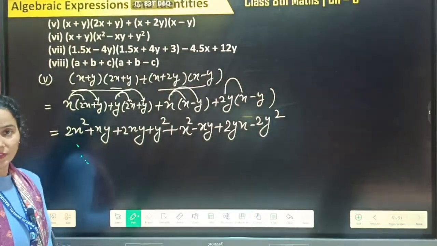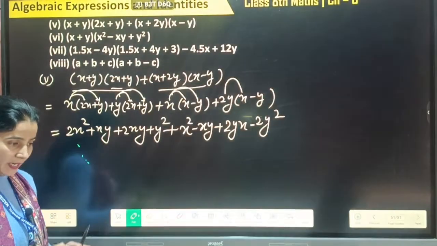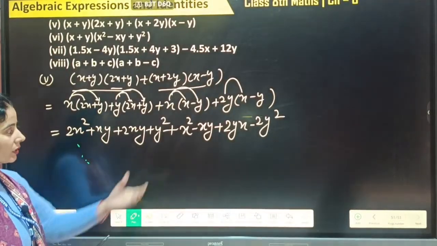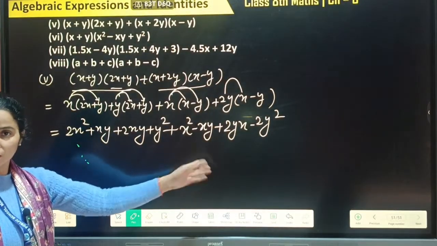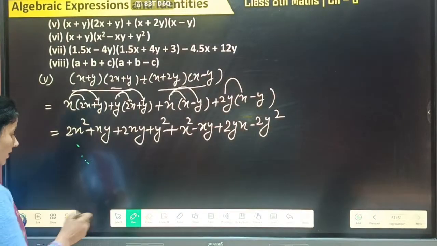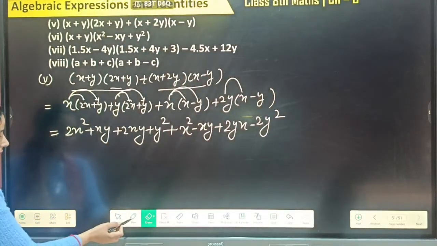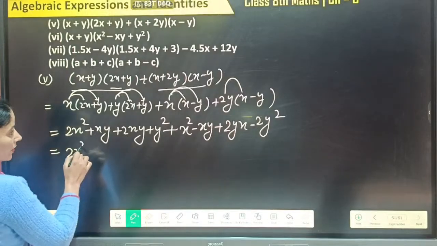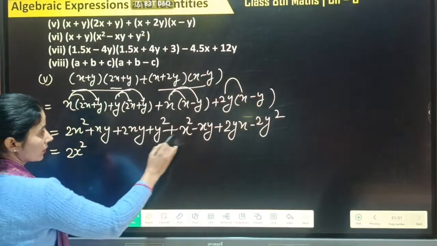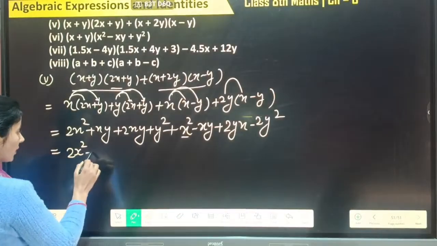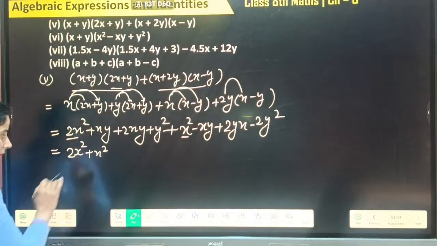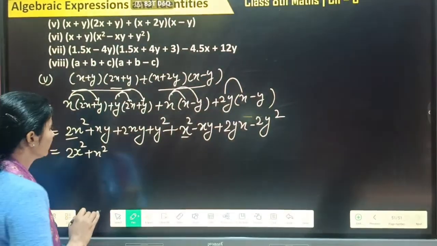How can we simplify? We can add and subtract like terms, and the unlike terms we will put at last as they are. So 2x square as it is. Try to find any other term which contains x square: plus x square. These two terms are like terms, so I kept them together.